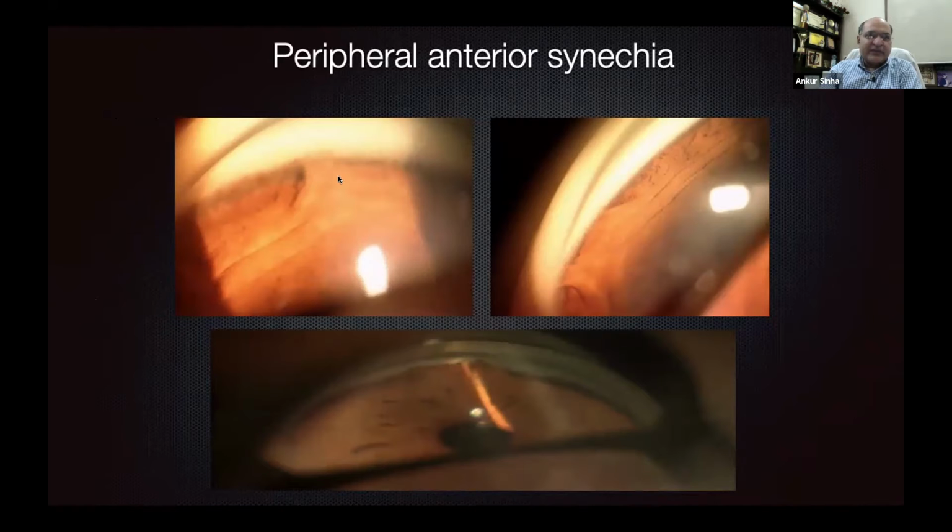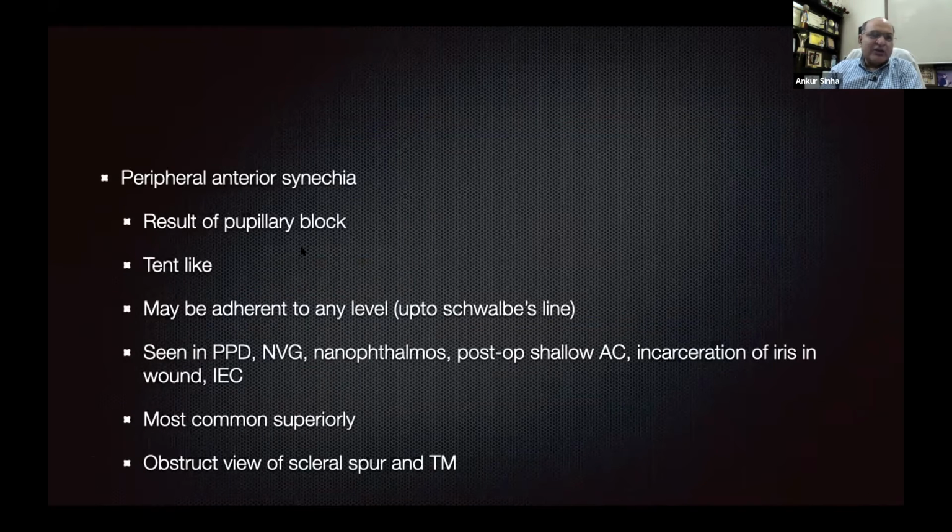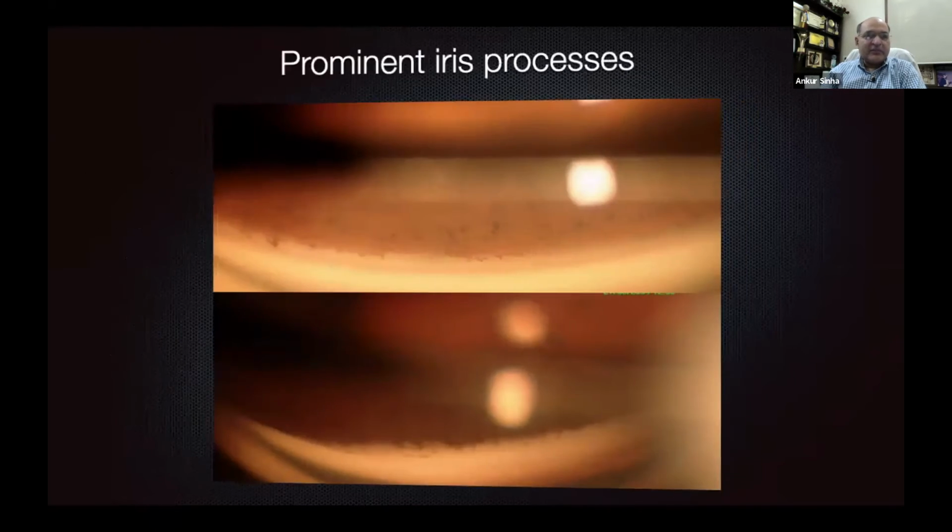Now, these are the peripheral anterior synechiae where we can see they are very broad-based tent-like structures, which are in fact tenting the iris. They are usually a result of pupillary block. They may be adhered to any level up to Schwalbe's line. They are commonly seen in posterior polymorphous dystrophy, neovascular glaucoma, nanophthalmos, post-op shallow ACs, and incarceration of iris. They are more commonly seen superiorly, and they obstruct the view of scleral spur and trabecular meshwork.